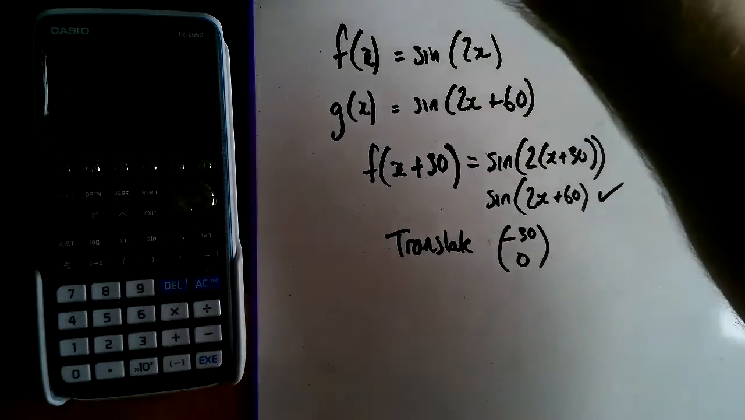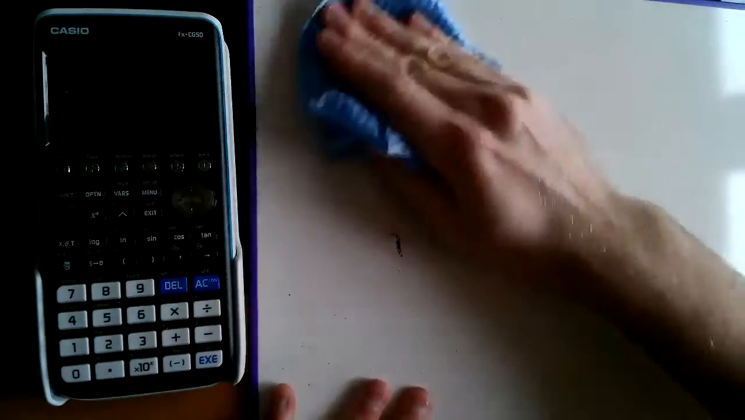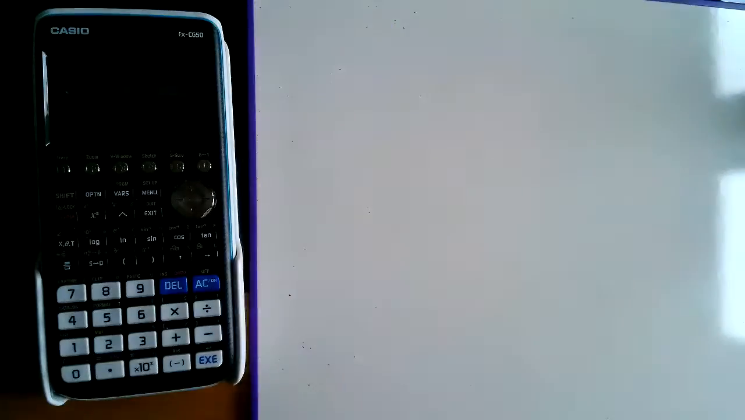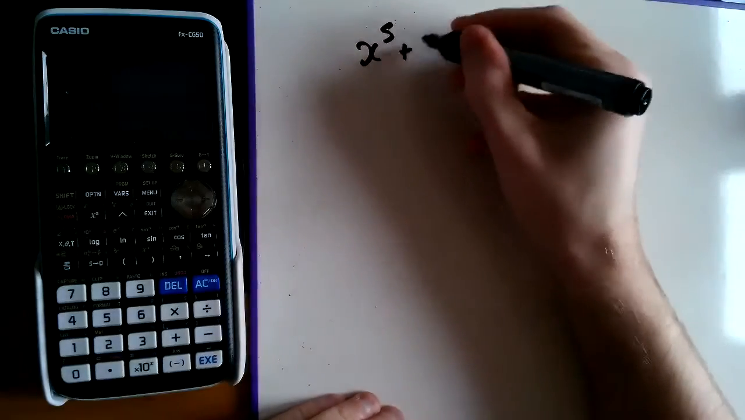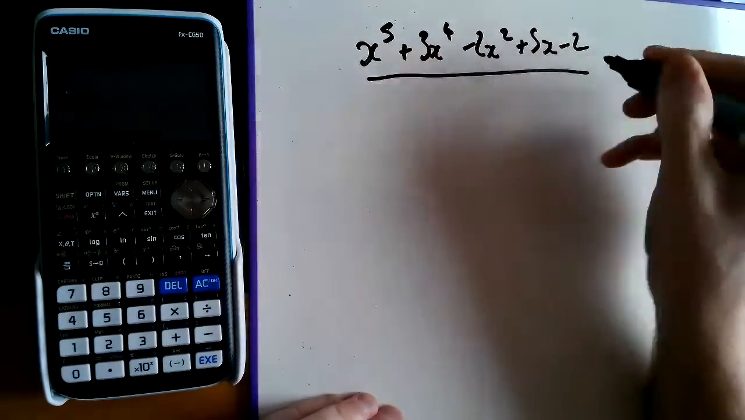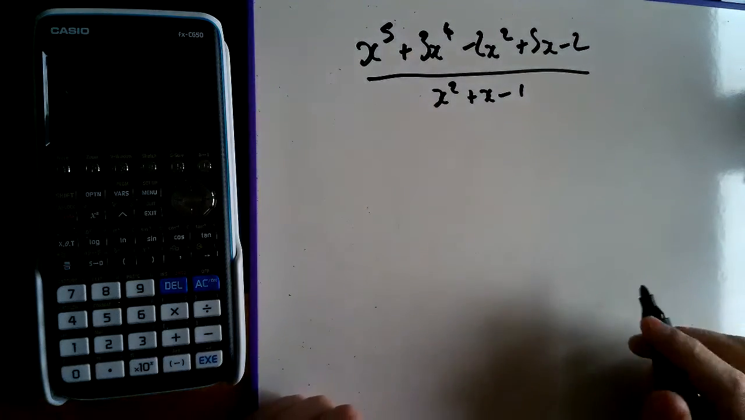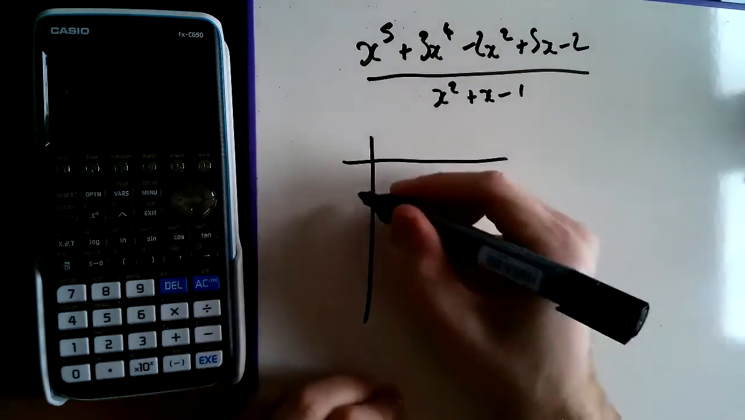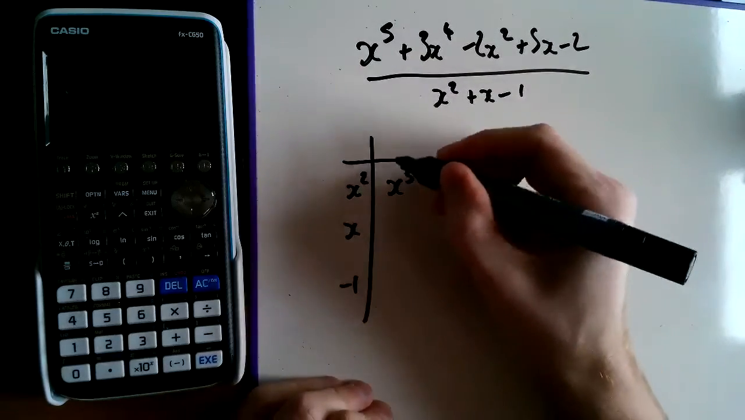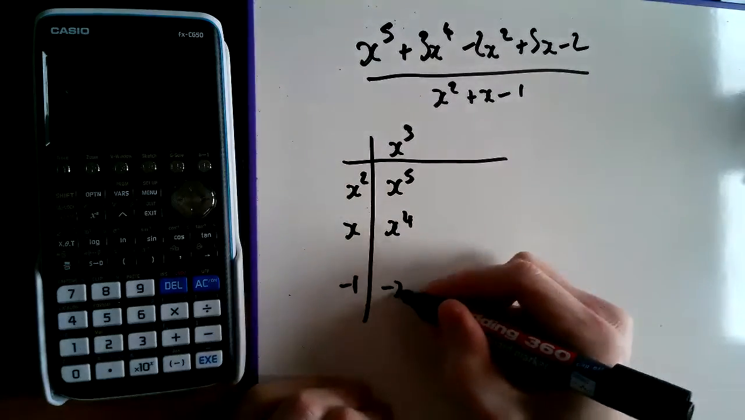Okay, next one, number 3. Okay, so let me see the question. So it's x^5 plus 3x^4 take away 2x^2 plus 5x minus 2 all over x^2 plus x minus 1. So it's just asking for division. So x squared plus x minus 1. So I'm going to put my x^5 in first. So x^3 goes to the top because x^3 and x^2 makes x^5. So that gives me x^4 plus x^3.